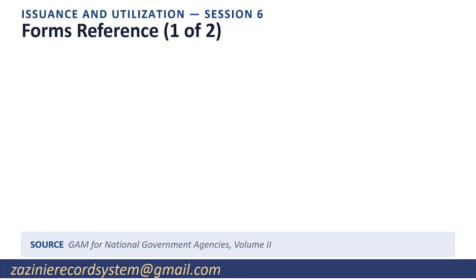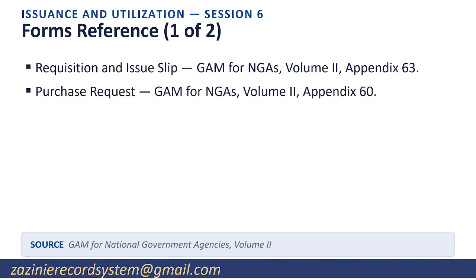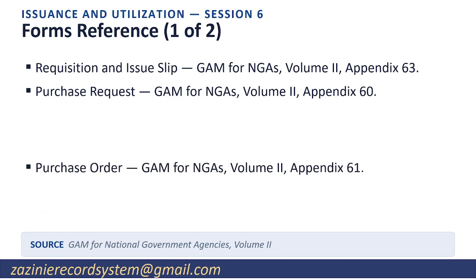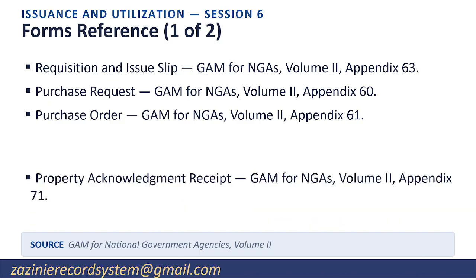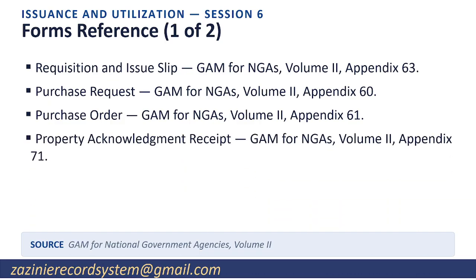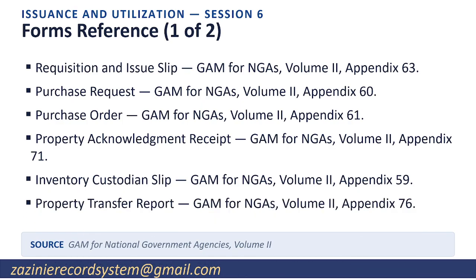Forms reference, 1 of 2. Requisition and issue slip, GAM for NGAs, Volume 2, Appendix 63. Purchase request, GAM for NGAs, Volume 2, Appendix 60. Purchase order, GAM for NGAs, Volume 2, Appendix 61. Property acknowledgement receipt, GAM for NGAs, Volume 2, Appendix 71. Inventory custodian slip, GAM for NGAs, Volume 2, Appendix 59. Property transfer report, GAM for NGAs, Volume 2, Appendix 76.